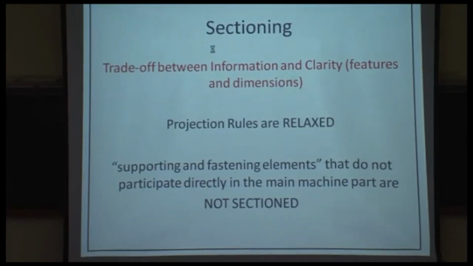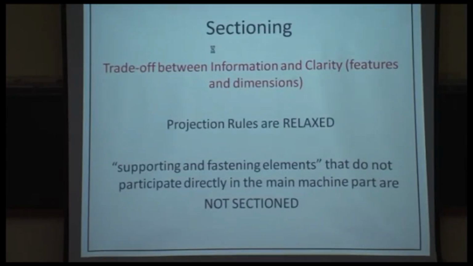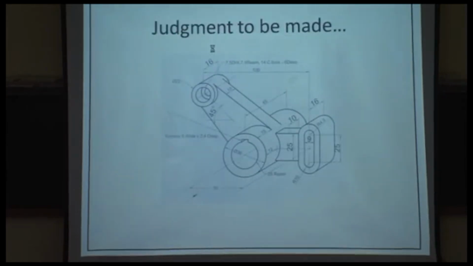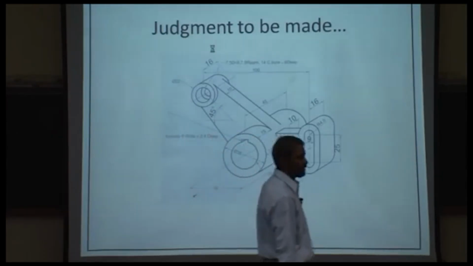Supporting and fastening elements that do not participate directly in the main machine part are not sectioned. Essentially, I refer to these: ribs, lugs, bolts, nuts, spokes, shafts. These are not sectioned. But then there's this big question: when do you decide what to section in which part?